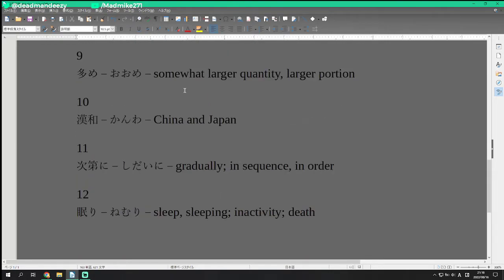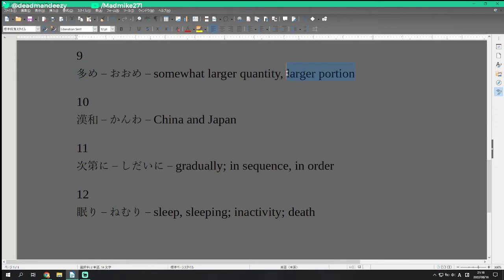Number 9 is ome. O on the left side means numerous or a lot of, and me on the right side is probably an eye. It probably uses the kanji for eye if you're not using hiragana, though it's probably usually written with me, which means the larger side, or when you're looking at it, which side is larger, is the somewhat larger quantity or the larger portion of something.